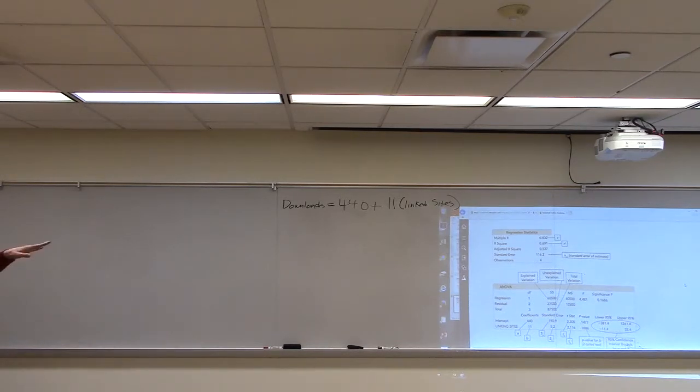So of these 4 data points, the difference between each data point and the regression line averages 116 downloads. So your actual downloads on average would be 116 different from the expected number of downloads that I would expect.